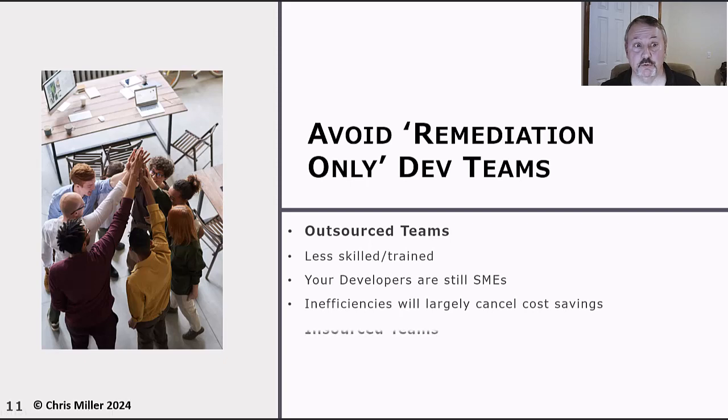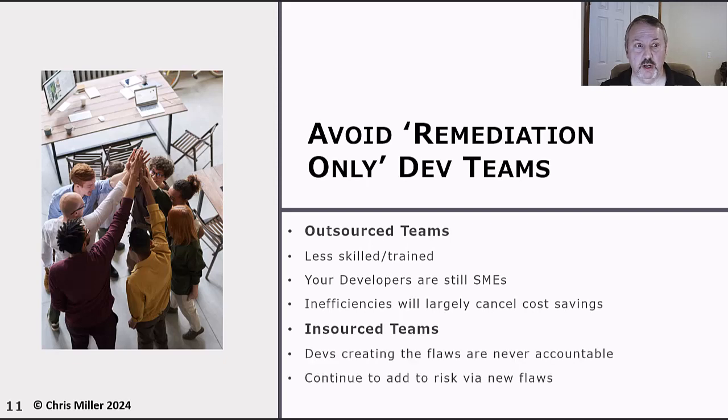Now, if you insource your remediation to remediation-only teams, your primary problem is that your development teams have no incentive to cease the introduction of new flaws, which will continually add risk to your organization. Now, this phenomenon also applies to the outsourced case. Now, if you ever want to step off the endless carousel of fixing only to constantly find new flaws, you need to make your core developers accountable for fixing the flaws and avoiding the introduction of new flaws during your development lifecycle.